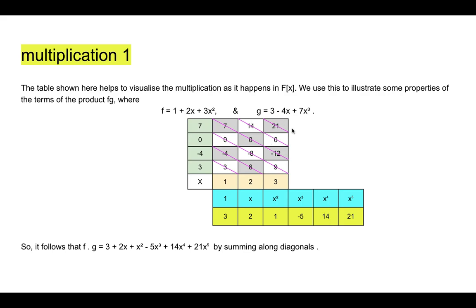And lastly, the quintic term has coefficient 21. That simply comes from 3x squared times 7x cubed. So it follows that the product f times g is given as 3 plus 2x plus x squared minus 5x cubed plus 14x to the 4 plus 21x to the power 5 by summing along diagonals.